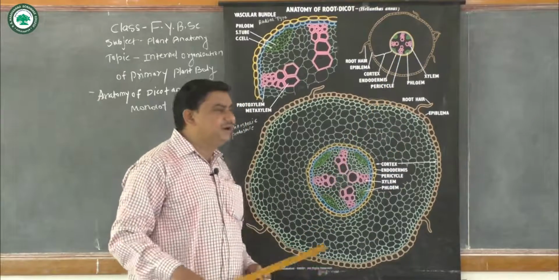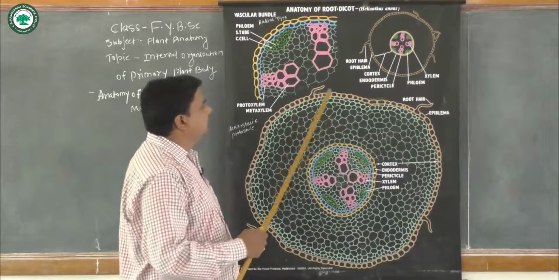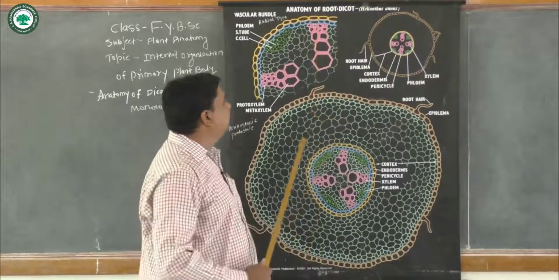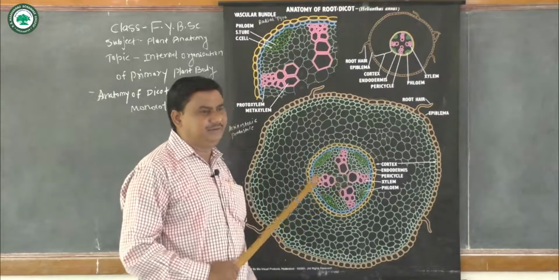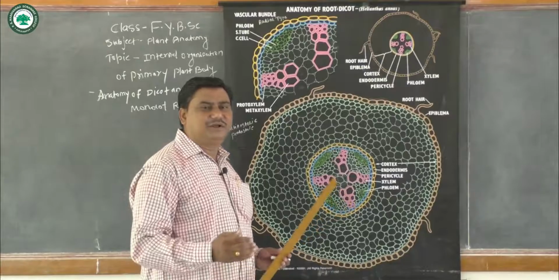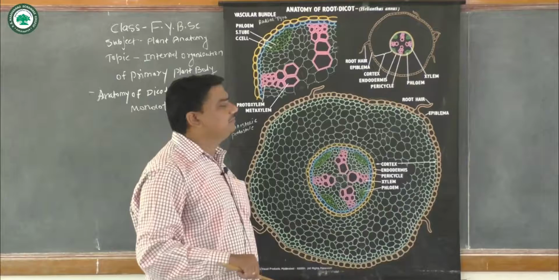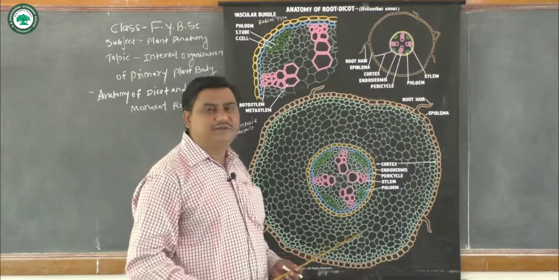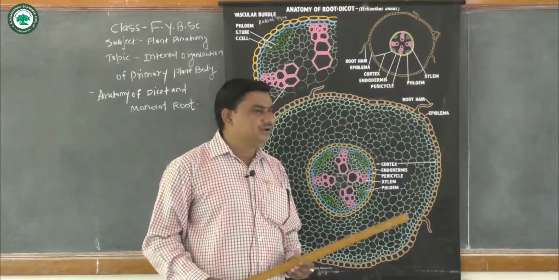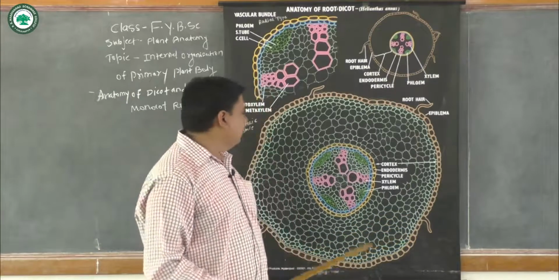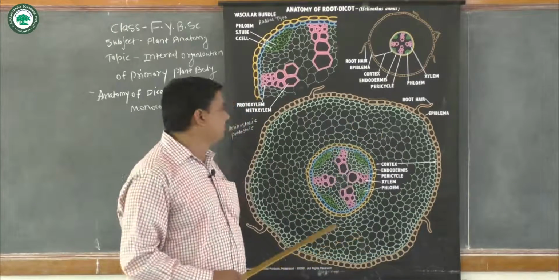In the dicot root, the vascular bundle is the radial type, meaning the xylem and phloem are arranged on different radii, which we call the radial type. Now we can see the detailed structure of the root.